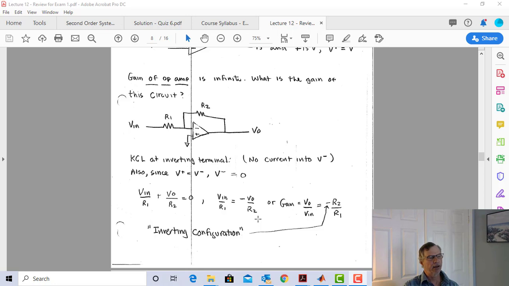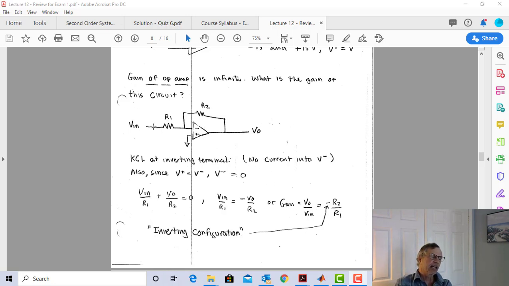We have Vn over R1, just move this over to the other side, and we get Vout over Vn is equal to minus R2 divided by R1. And we call it the inverting configuration because we have a negative sign here. If Vn goes up, Vo goes down.